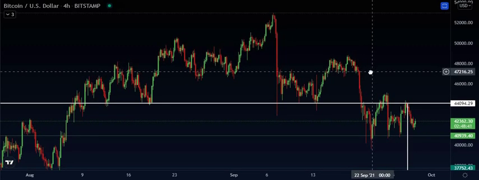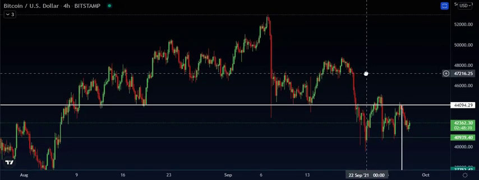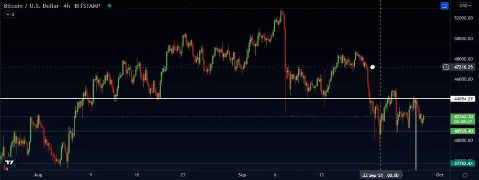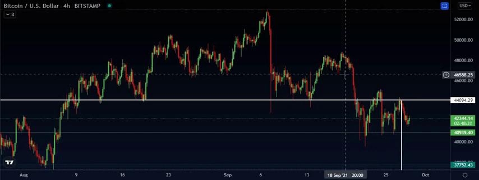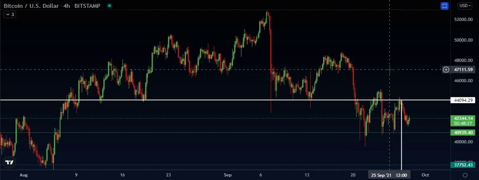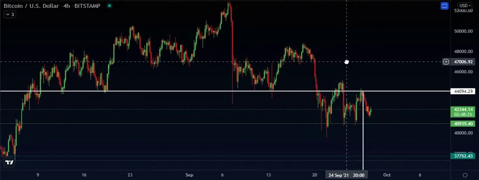Today we're going to talk about 3 patterns that are playing out currently in the Bitcoin charts. One of which you're not new to, which is the head and shoulder that I talked about in the previous video. And 2 other patterns also, one based on Elliott Wave and the other a harmonic pattern.